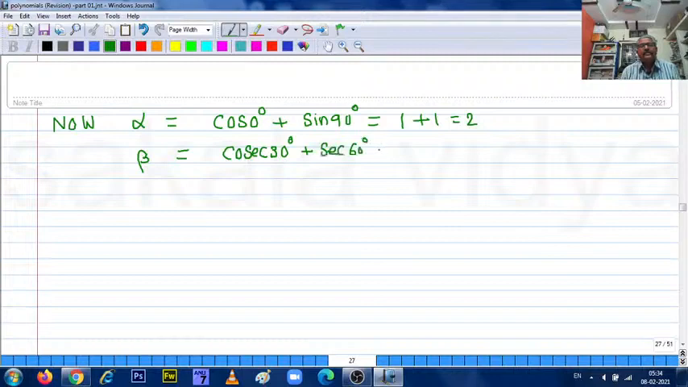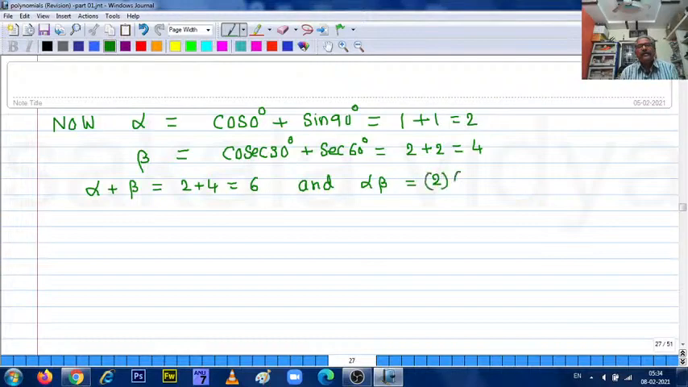Don't worry, cosecant 30 is 2, secant 60 is 2. 2 plus 2 is 4. Now this time we need to find out alpha plus beta. That's very simple, we can find out. That means the sum of the zeros: 2 plus 4, whose value is 6. And alpha beta is nothing but the product of the zeros, which can be obtained as 2 multiplied by 4 equal to 8.